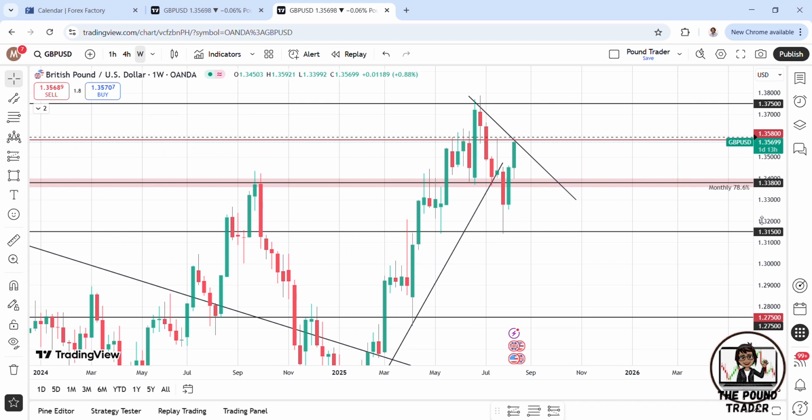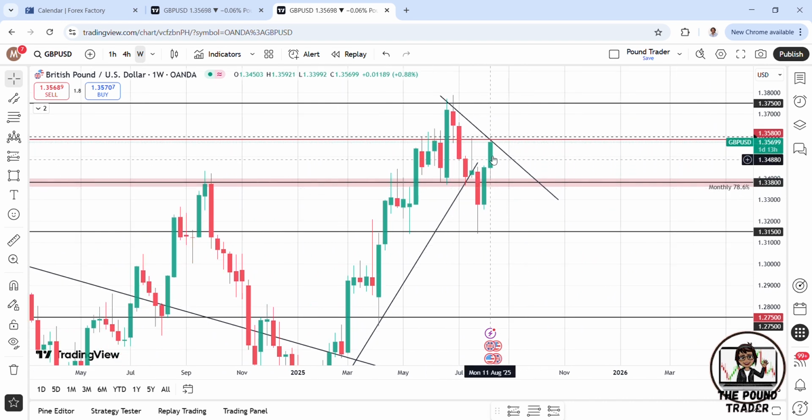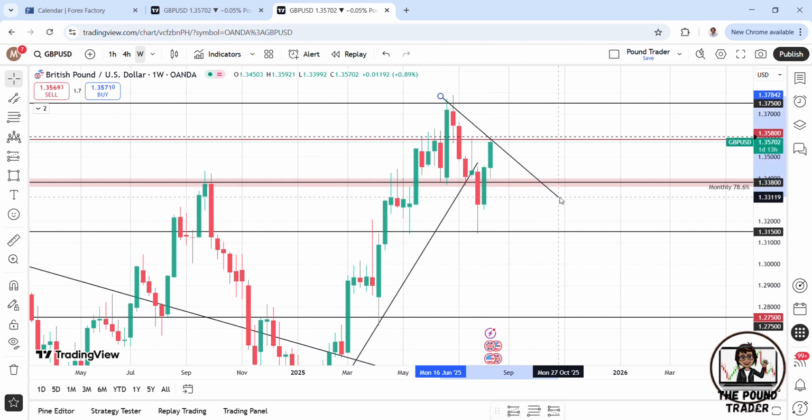And if you watched my previous video, then you know I noted this weekly wick, and price did indeed come back to fill up this area here. And now I can safely draw a trend line with hopes that it continues to react over here.